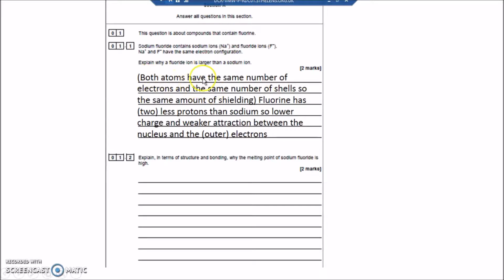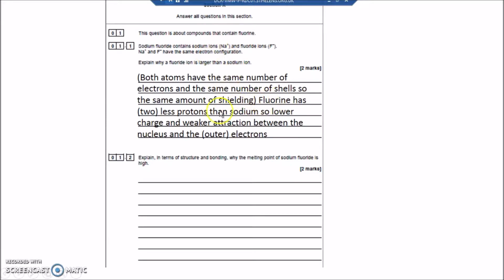So I've put that here, both atoms have the same number of electrons and the same number of shells, so the same amount of shielding. Normally you'd put that in. The reason I put it in brackets is it's actually not needed. Brackets means it's not wrong to put it, it's correct chemistry, but it's not going to get you any marks. And the reason in this case is because they've already said that they've got the same electronic configuration, so I'm really repeating what's in the question.